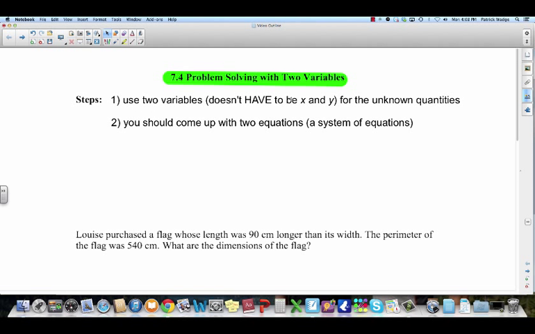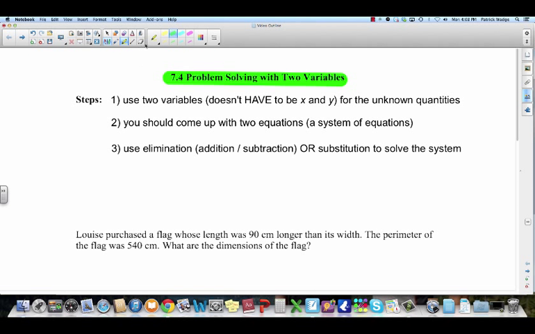Then, because we have two unknowns, x and y, or a and b, or whatever, you need to come up with two equations to make it a system of equations. Then you're going to use either elimination, which we also called addition or subtraction, or substitution. So there's two different possibilities here, elimination or substitution, in order to solve the system of equations. Next thing, check your solution if you want to. Make sure you got the right answer.